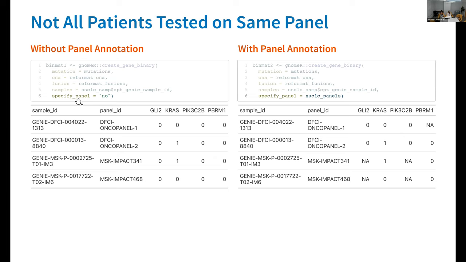And so after running this specify panels argument, we can see that if we do not specify the panels, it looks like the genes that were not tested are actually missing. Whereas when we include the specify panels argument using the data frame of the sample IDs and panel names, we see the correct indication that these genes were not tested for these samples.